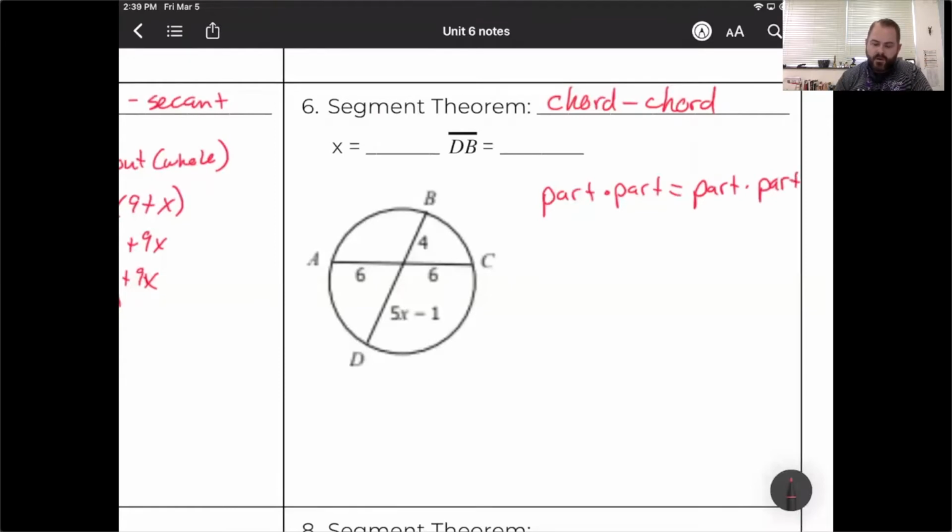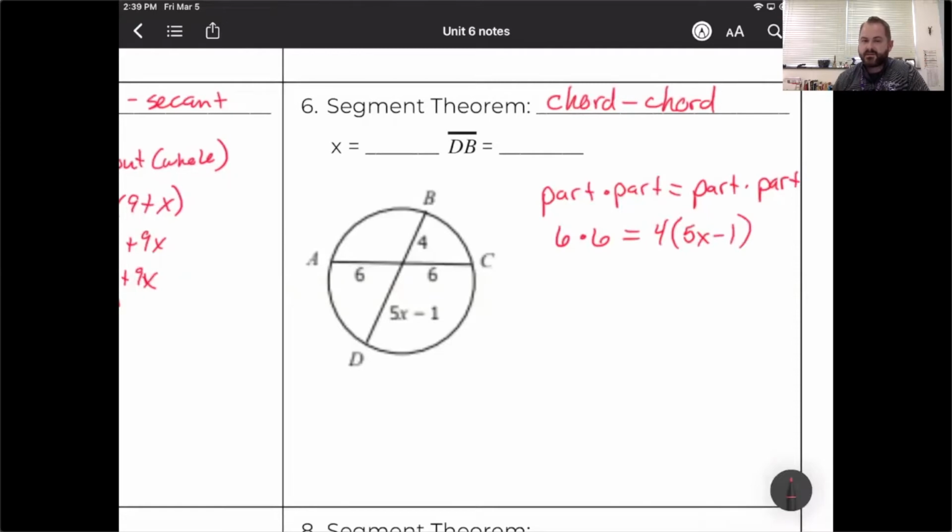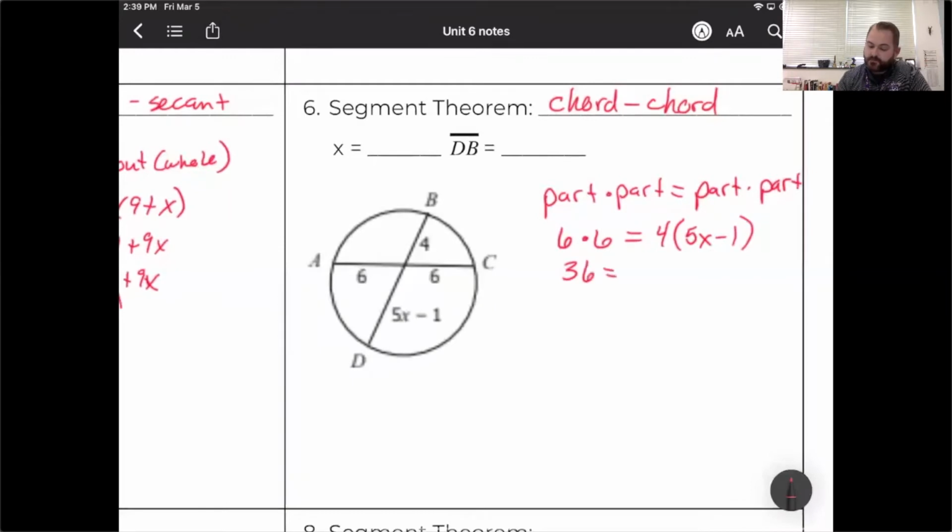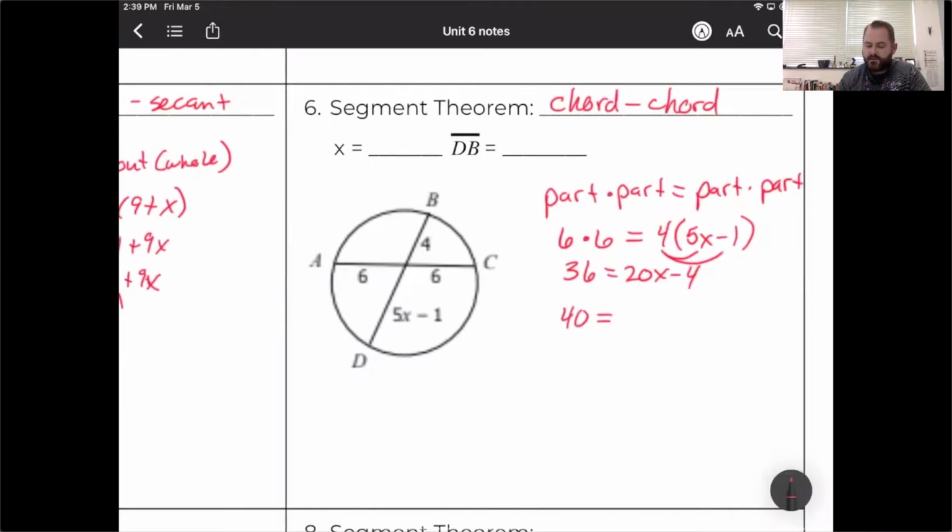Okay, so one part, let's do segment AC first. One part is 6, the other part is 6. Then the other segment BD, one part is 4, and the other part is 5x minus 1, and you have to put that in parentheses. This is something that's going to mess you up if you don't. We want the part that is 4 times the entire other part, 5x minus 1, so you have to use parentheses. The left side here is 36, and then we can distribute here, giving us 20x minus 4. We add 4 to both sides, giving us 40 equals 20x. Divide by 20 on both sides, and x is 2.